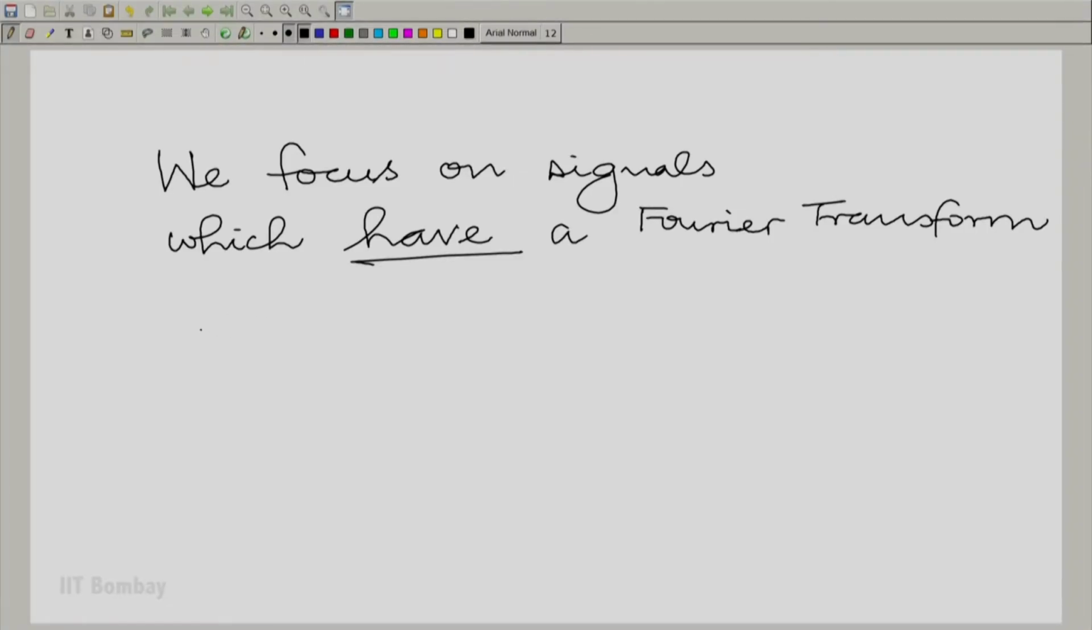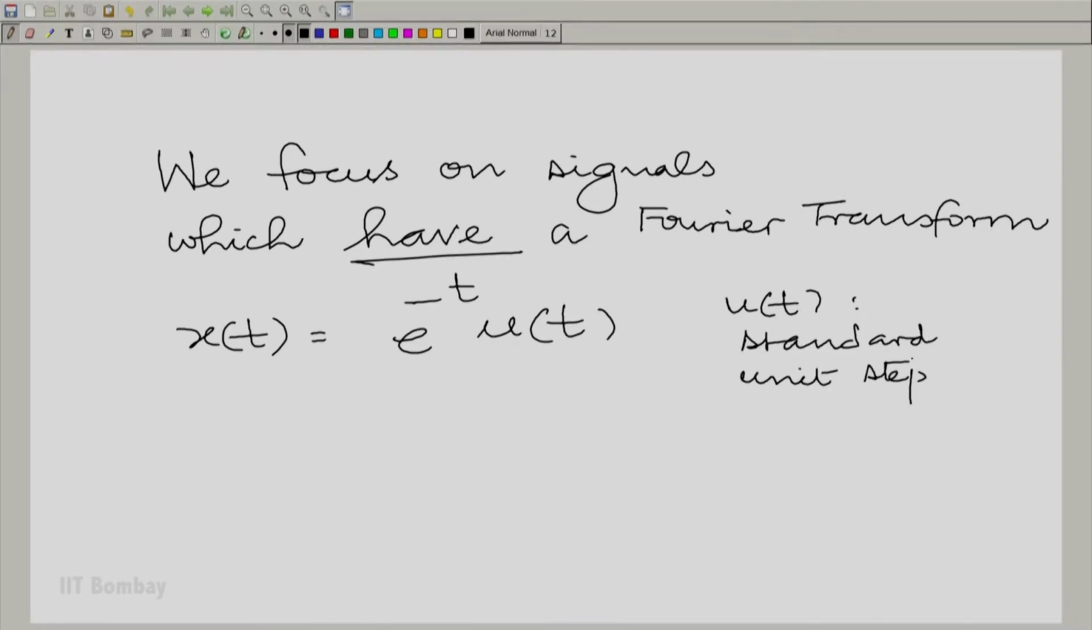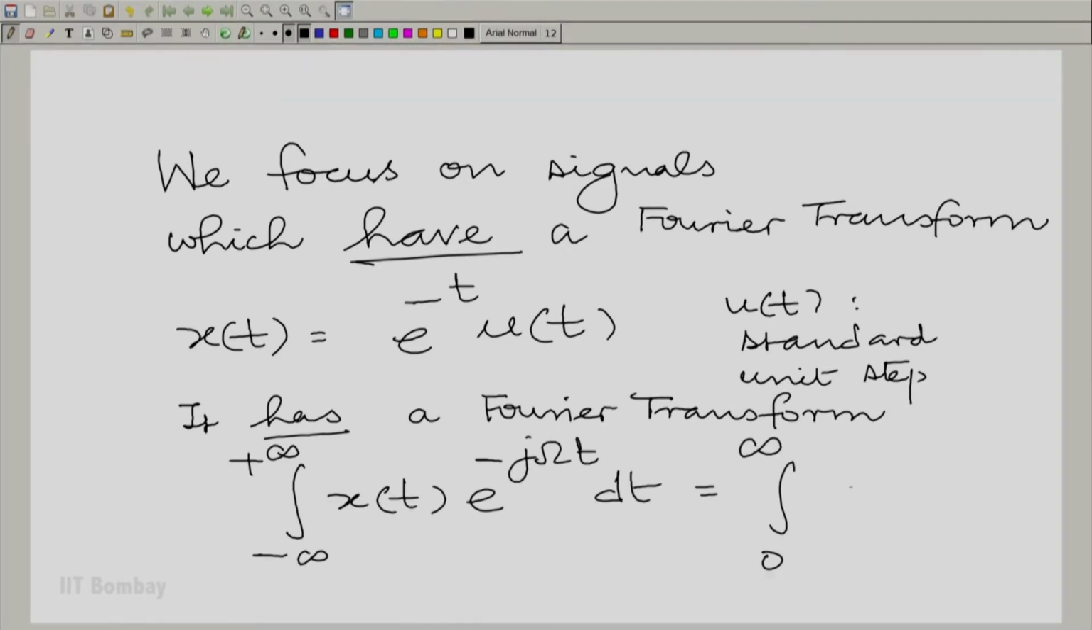Take x(t) equal to e raised to the power minus t u(t). u(t) is the standard unit step. This x(t) has a Fourier transform. It is also very easy to find the Fourier transform. Let us find it.